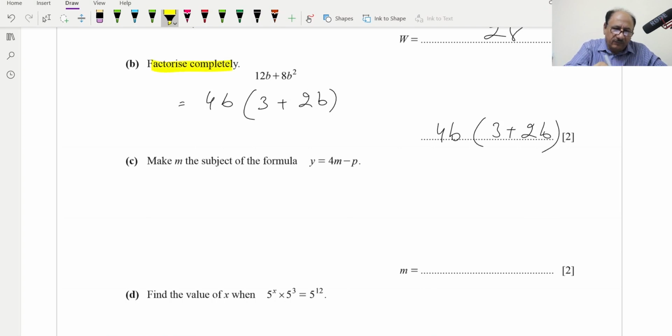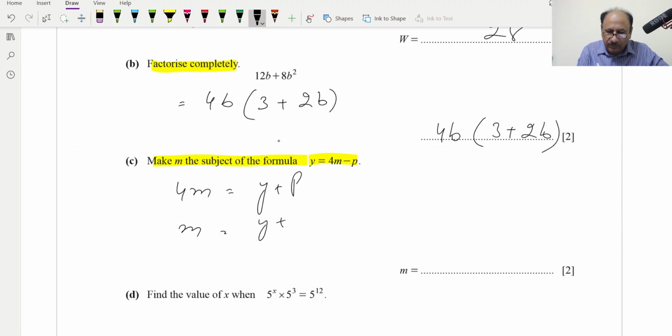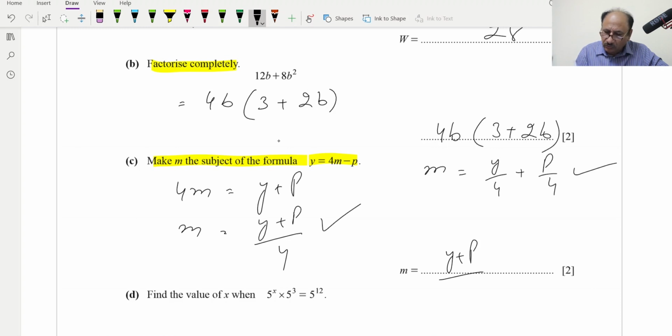Then after factorization, the next part is make m the subject. This equation is provided, so we will shift p, so 4m is equal to y plus p, and then we will shift 4, so m is equal to y plus p over 4. This can be the answer, or you can write in another format: m is equal to y over 4 plus p over 4. Both are correct, so I'm copying this one, y plus p over 4.